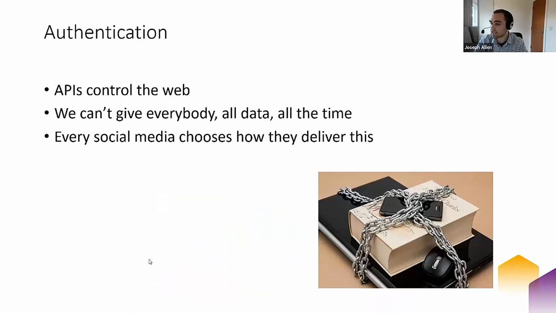API control is how we access most of the web. It handles all logins, sign up, distribution of private messages, all sorts of stuff. Twitter shouldn't be giving access to everybody's data, and the API is how they regulate this. You wouldn't want one user to be able to read another user's private messages, for example.